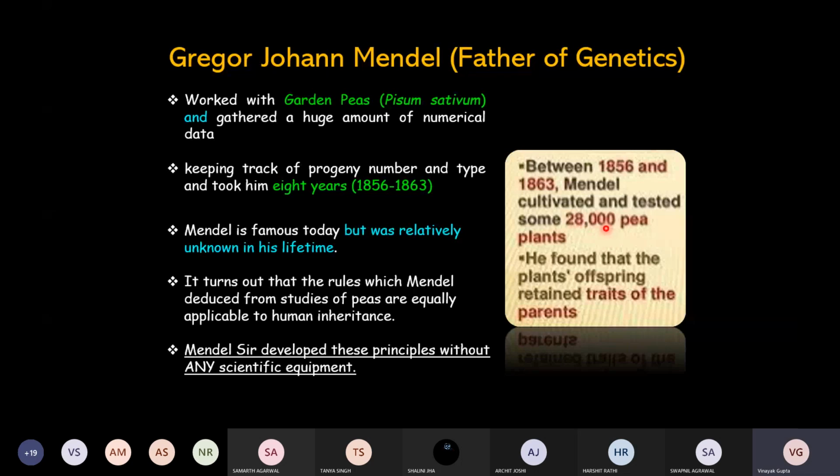And what is the reason behind using such a large number? Because he used to do the breeding experiments, then he used to keep track of progeny number and their characteristics, and he was working on so many characters, so many traits or properties of the plants. So that's why this number is so large, 28,000. There are several unique things about Gregor Johann Mendel.